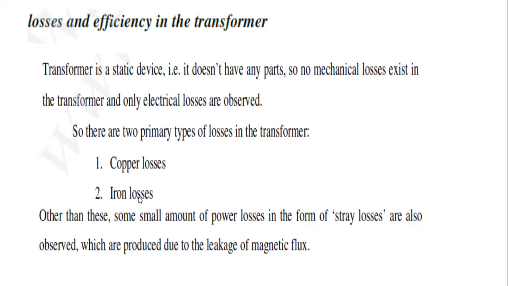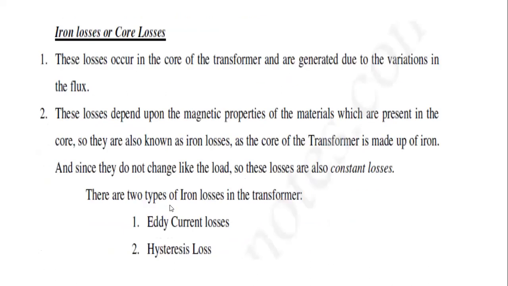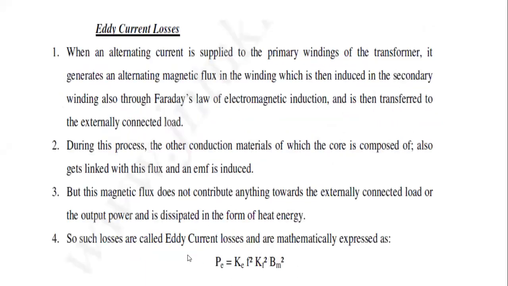Due to the iron parts, that is the magnetic core used in the transformer, the iron losses are obtained. In the case of the iron losses, we have two types, that are the eddy current losses and the hysteresis losses. What is meant by the eddy current losses?